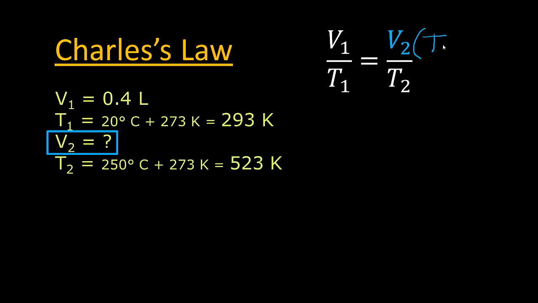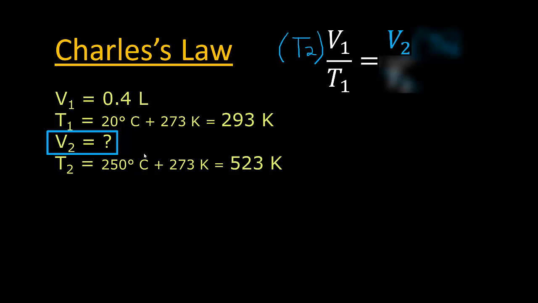The opposite of division is multiplication, so I'm going to multiply that by T2. Whatever I do to the right side, I must do to the left side, so I'm going to multiply the left side by T2 as well. Now over here, we have T2 divided by T2. They cancel, that becomes 1, and we are left with V2 is equal to T2 times V1 divided by T1.